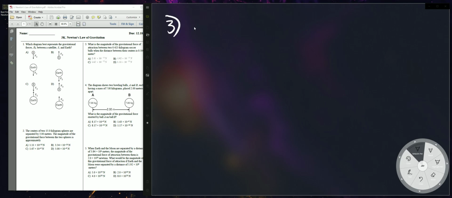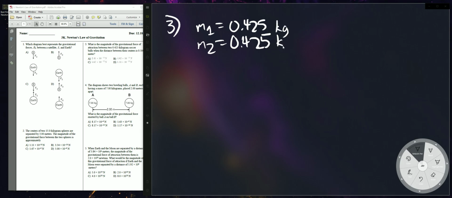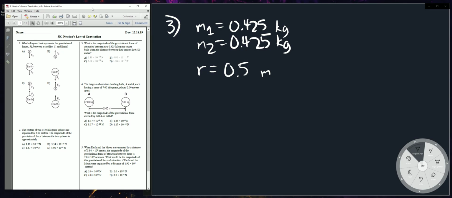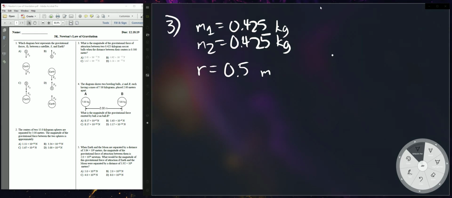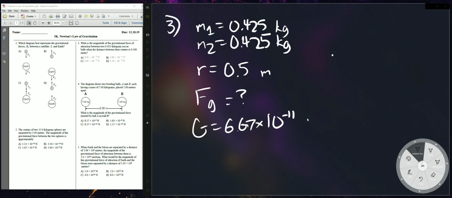Number 3, same thing. Two 0.425 kilogram soccer balls. Alright. So mass 1 is 0.425 kg. Mass 2 is also 0.425 kg. Let's actually put our units here. And the distance is 0.5 meters. And so you want to figure out your Fg, and you know what your G is, 6.67 times 10 to the negative 11. You don't really have to care about the units, because it's G times M1, M2, over R squared.